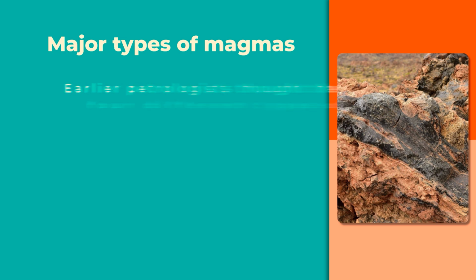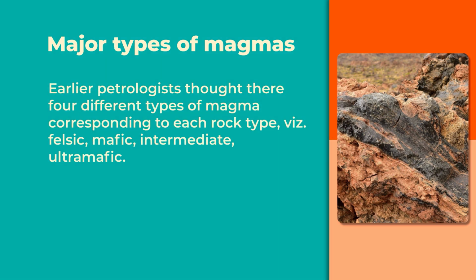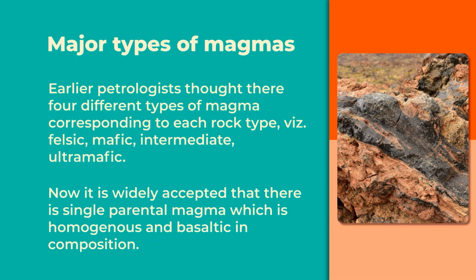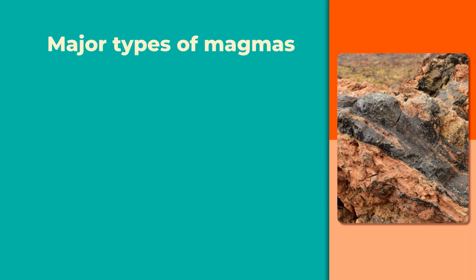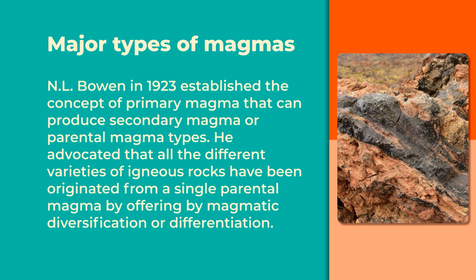Now, major types of magma. Earlier petrologists thought that there are four different types of magma: felsic magma, mafic magma, intermediate magma, and ultramafic. But now it is widely accepted that there is a single parental magma which is homogeneous and basaltic in composition. N.L. Bowen in 1923 established the concept of primary magma.